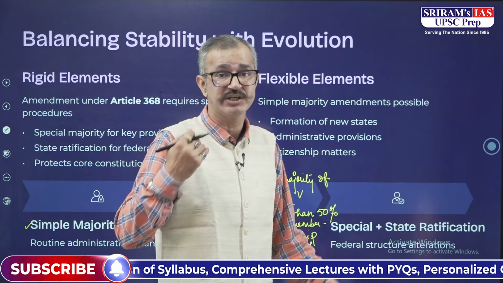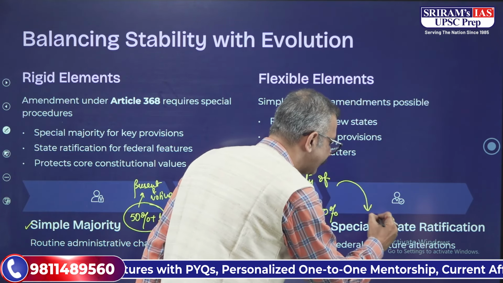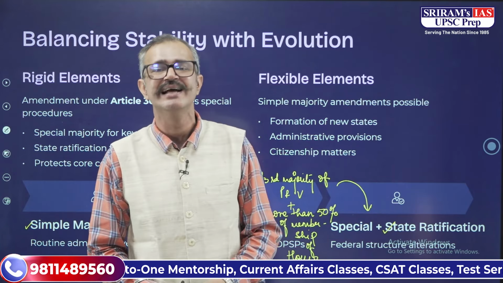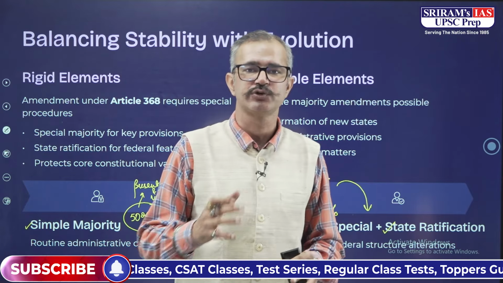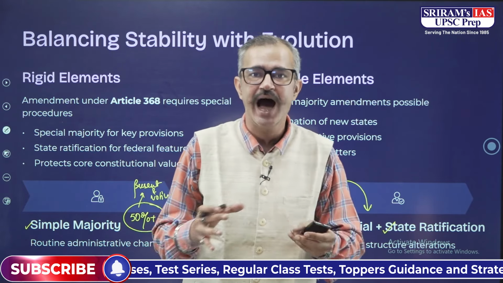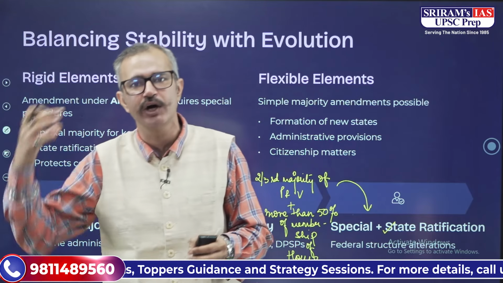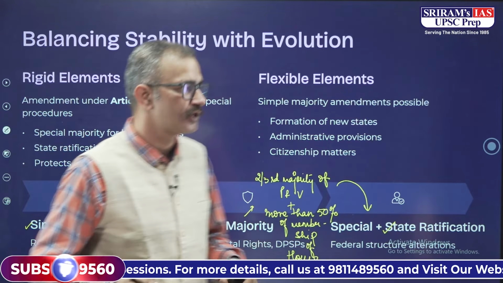And where we have the federal structure, those features have to be amended as well. There we require special majority along with state ratification. More than 50% of the states should ratify the amendments, and only then could the federal features be amended. So that is how we have the simple majority, special majority, and special majority plus state ratification. These are the three ways the constitution could be amended.